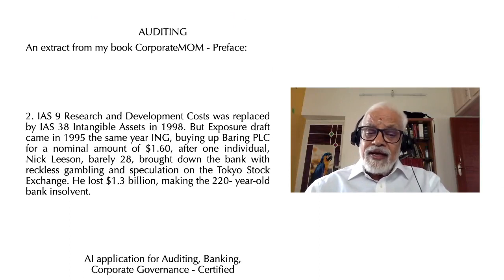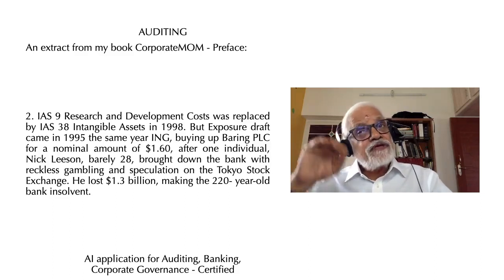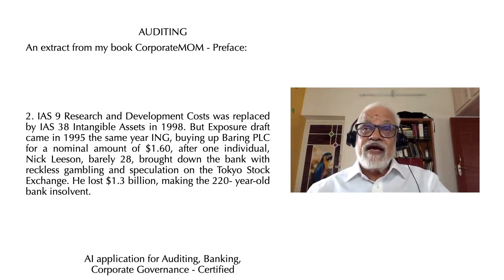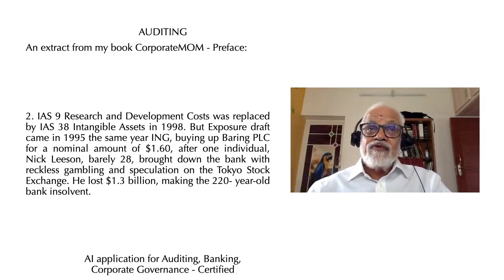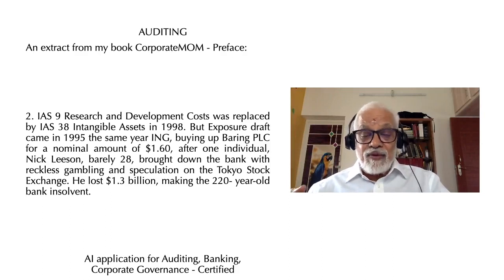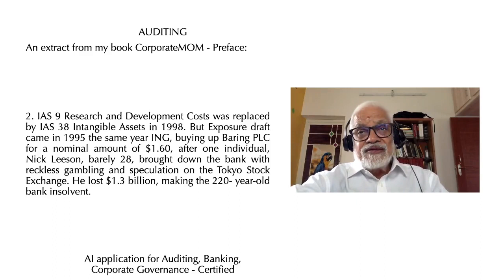Then I come to IAS 9, research and development costs, which was replaced by IAS 38 intangible assets in 1998. But an exposure draft came in 1995, the same year ING bought up Barings PLC for a nominal amount of 1.6. You can buy a bank for 1.6. Amazing. After one individual, Nick Leeson, barely 28, brought down the bank with reckless gambling and speculation on the Tokyo Stock Exchange. He lost about $1.3 billion, making the 220-year-old bank insolvent.